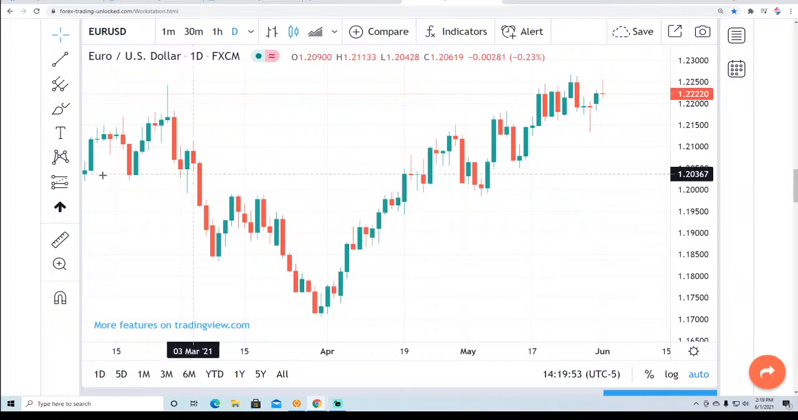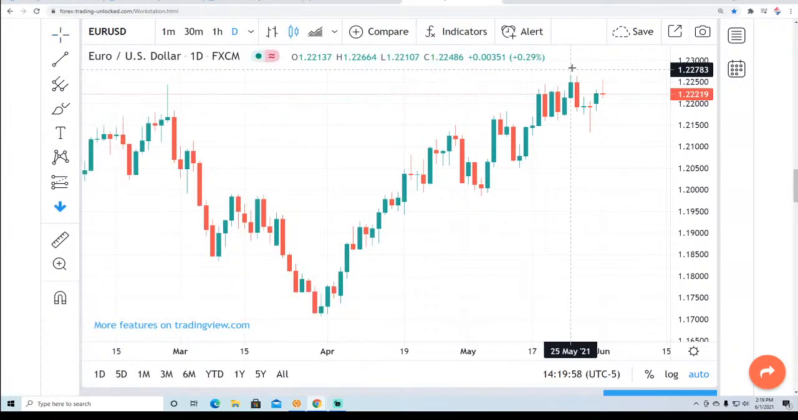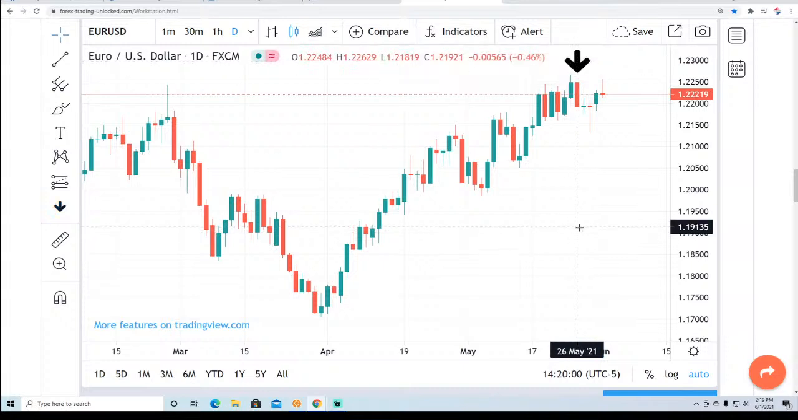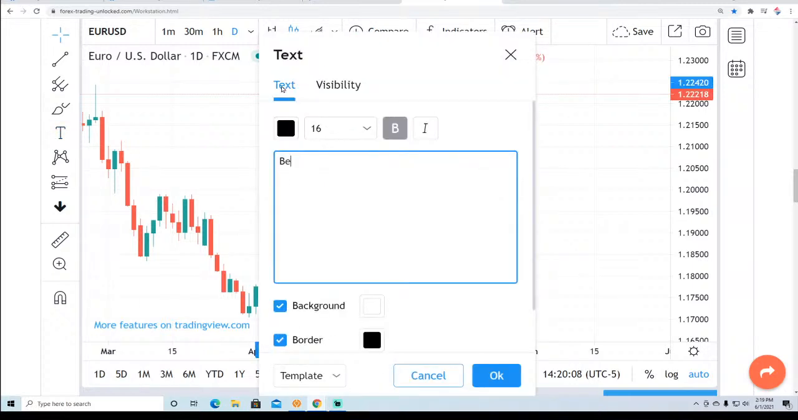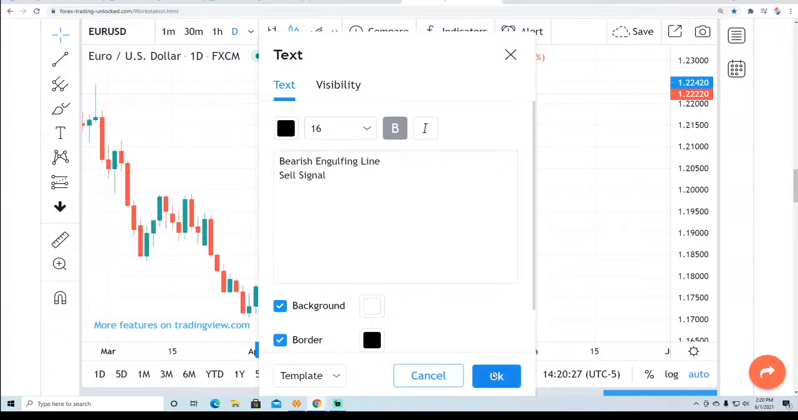Right now, we do have an active live signal here in the Euro US dollar. This bar here is a high probable Japanese candlestick pattern. It is a bearish engulfing line. So we're going to see bearish engulfing line sell signal. Oh boy, my spelling is horrible today. There we go. Sell signal. All right, so bearish engulfing line sell signal.